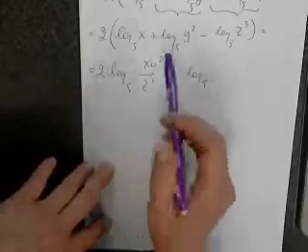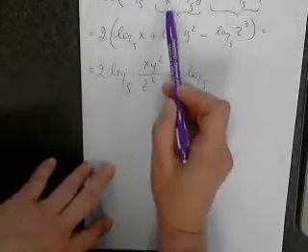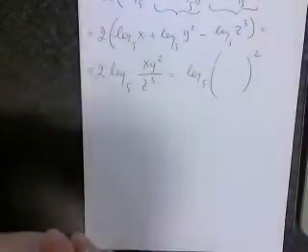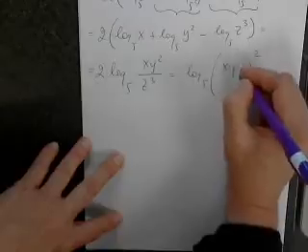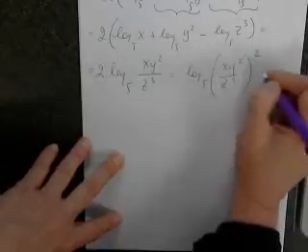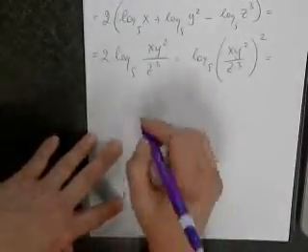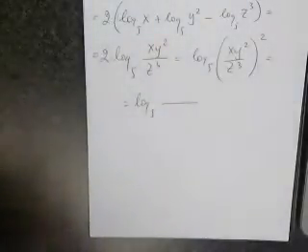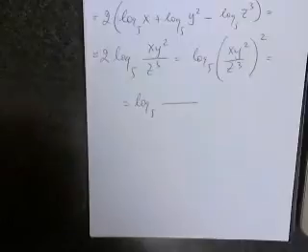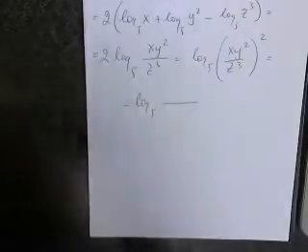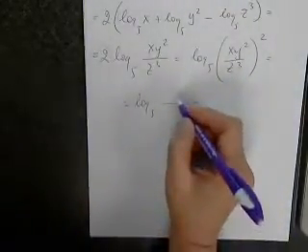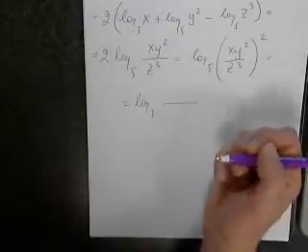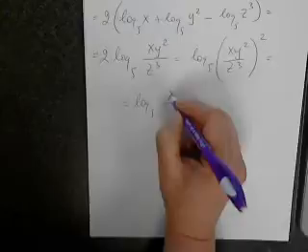What does a number in front of a log do? It's the power of the whole thing this time. So this is x y squared z to the third. And I can further simplify. So log base 5 of x.